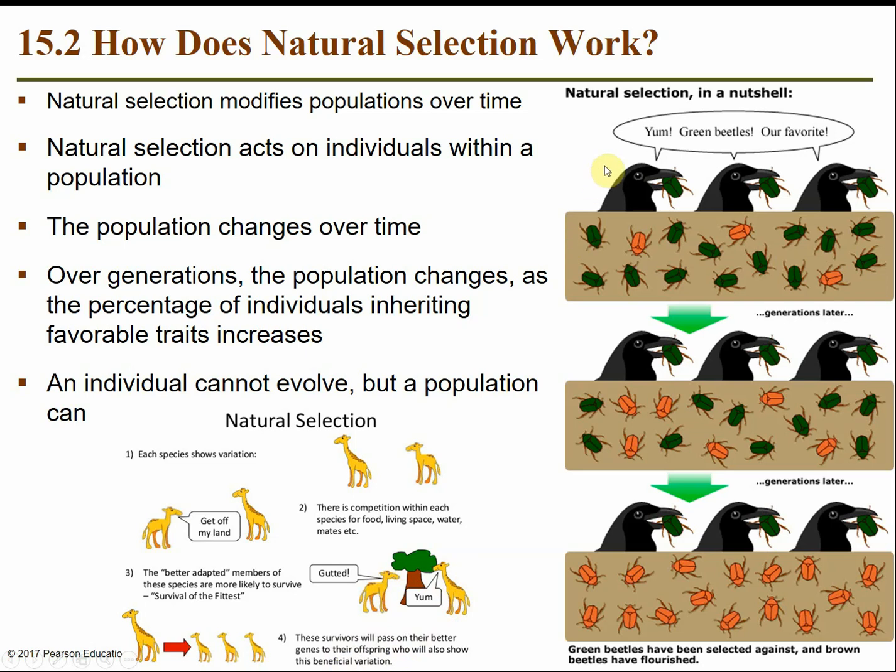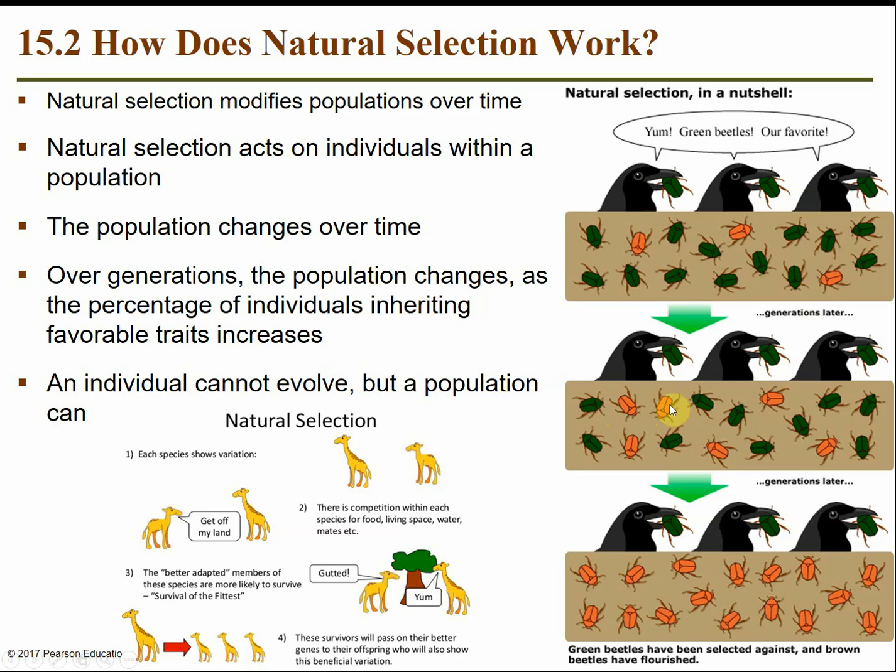Another example is with beetles. In this example, the birds like to eat the green beetles. They don't really like the red beetles as much. Over time, the green beetles are going to be killed more. It's not beneficial to be a green beetle any longer because now the birds are going to be hunting you down and eating you. It's more beneficial to actually be a red beetle.